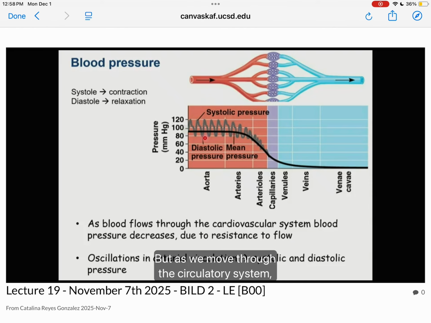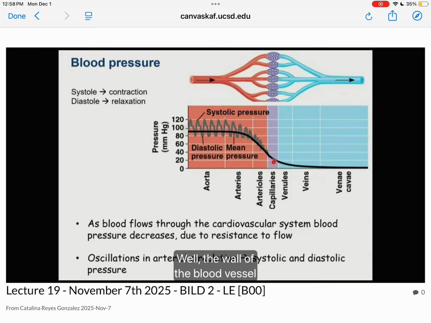But as we move through the circulatory system, so from the aorta to arteries, to arterioles, capillaries, and so on, the pressure of the blood is going to decrease, and it's pressure in millimeters of mercury. Okay? Why is it decreasing? It is decreasing because there's resistance to blood flow. So blood is a fluid, and it's going to go through those blood vessels, through the lumen of those blood vessels.